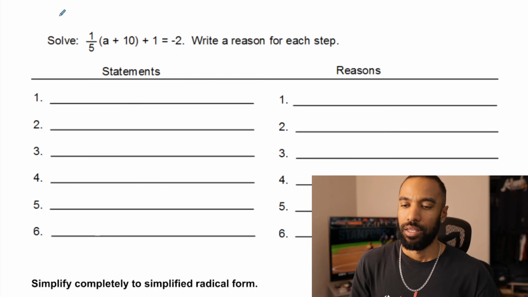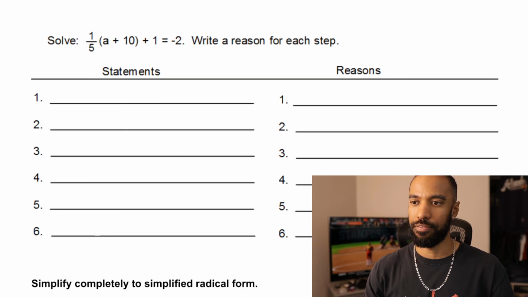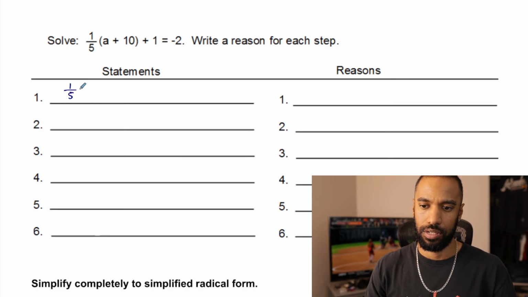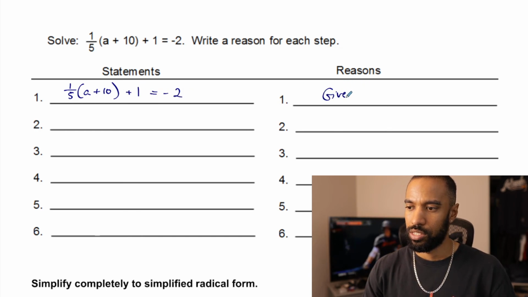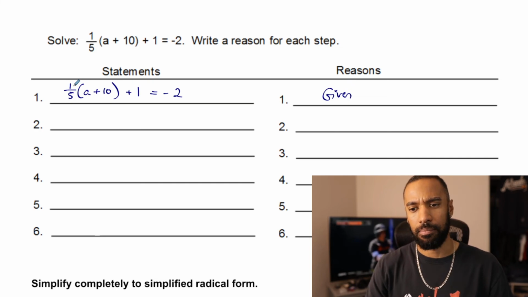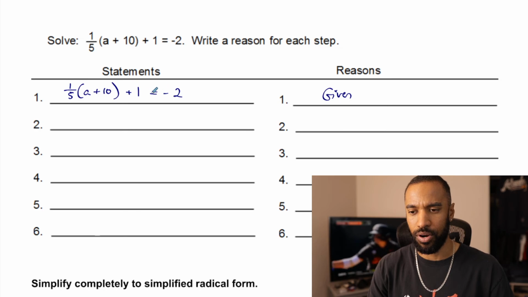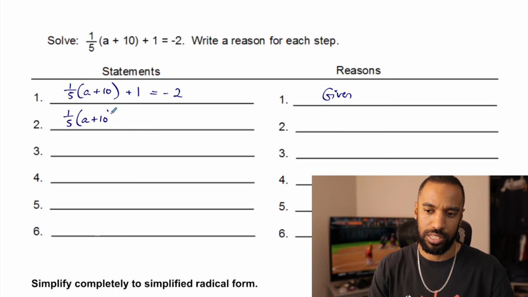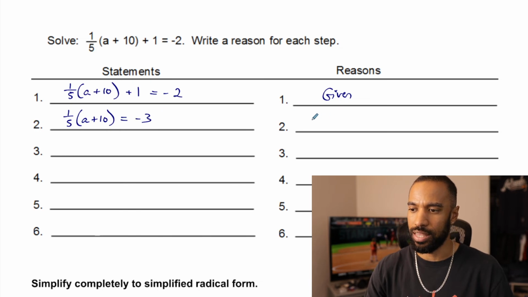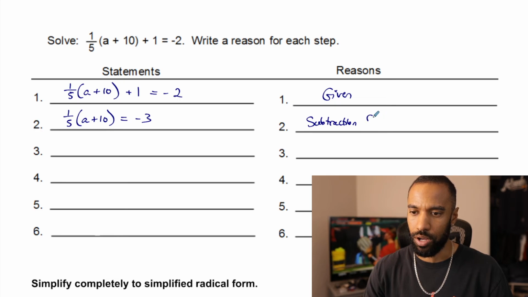Algebra. Okay. Given this statement here, 1/5 times a plus 10, plus 1 equals -2. That is very much given. Different ways you can do this here. I'm not going to distribute this at all. I'm going to multiply everything by 5, but before that I'm going to subtract the 1 over. 1/5 times a plus 10 equals -3. That is the subtraction property of equality.